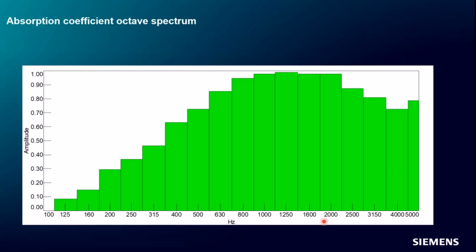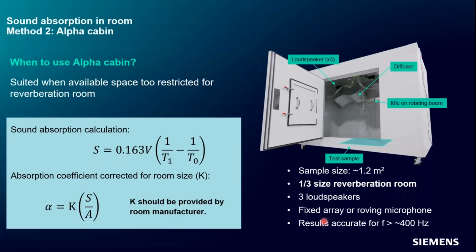And so you see it's going to be better at some frequencies than others, and you might be tuning your material or its thickness to work specifically in a given frequency range. Alpha cabin, similar mathematics going on. The principle is exactly the same. It's a slightly different measurement because you have this K factor that is a function of the actual cabin. This will be provided by the manufacturer of the alpha cabin. But again, if you don't have a reverb chamber or diffusion field, you can use one of these things and get similar results by making similar measurements.